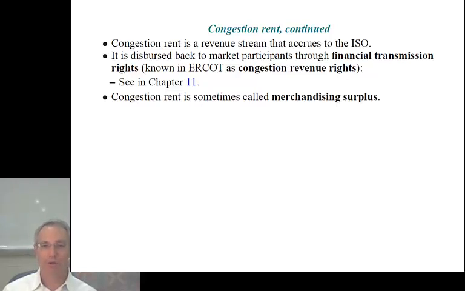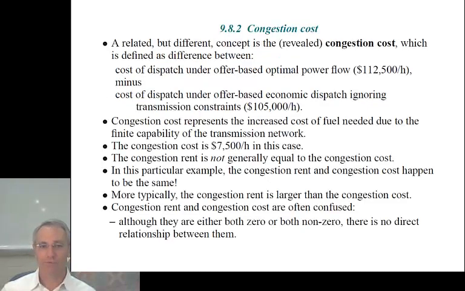It's a revenue stream that accrues to the ISO. It is disbursed back to market participants through so-called financial transmission rights, which in ERCOT are known as congestion revenue rights. We'll see that in Chapter 11. And as I mentioned, the congestion rent is sometimes called the merchandising surplus.